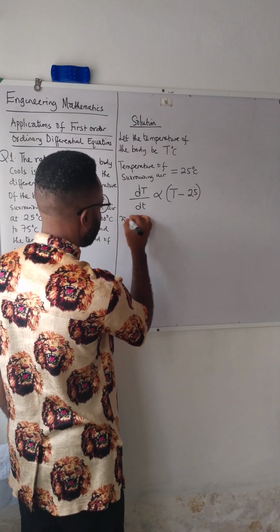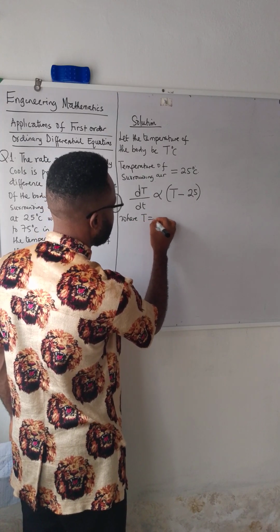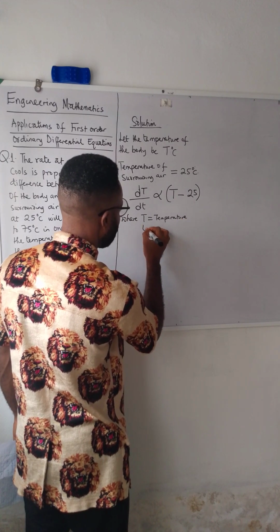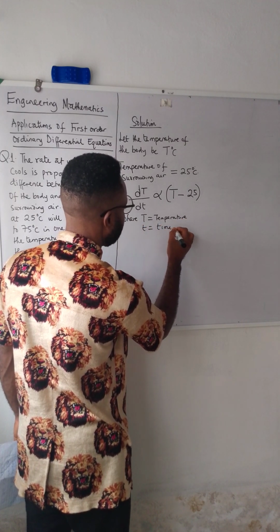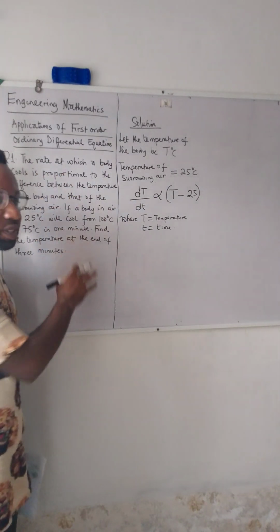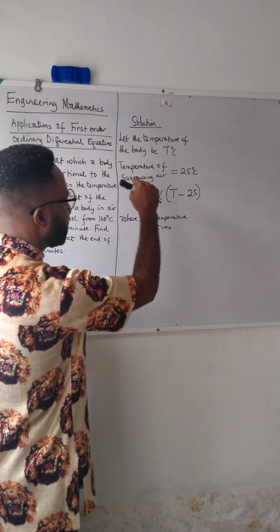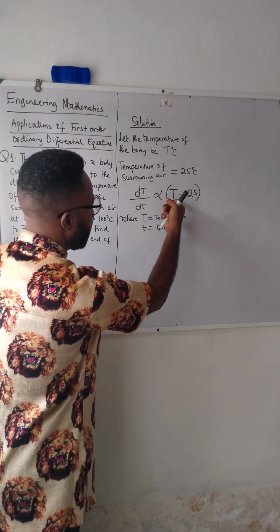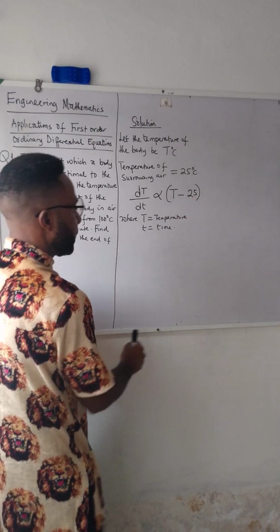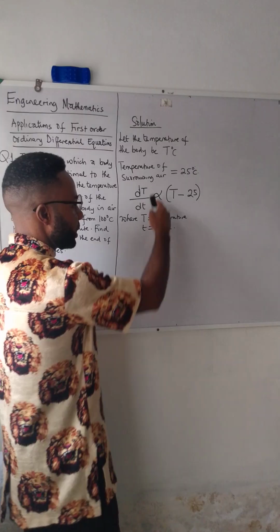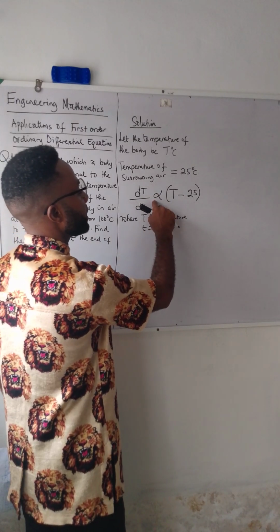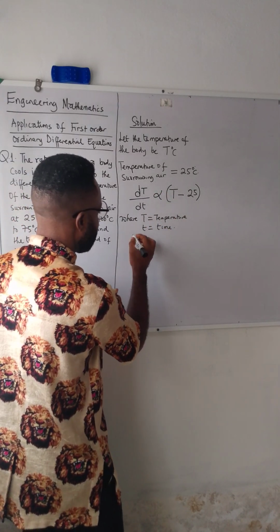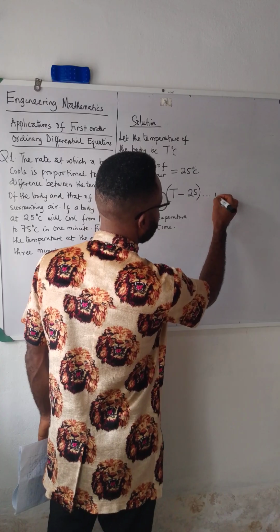And then we can say where this big T is temperature and then the small t is time. So we've been able to, from this question, show the relationship between the rate of change of temperature with respect to time and that of the body and the surrounding. And now this is a sign of proportionality. And so if we introduce an equality sign here, we also introduce a constant. That is the practice. So we can call this equation 1.